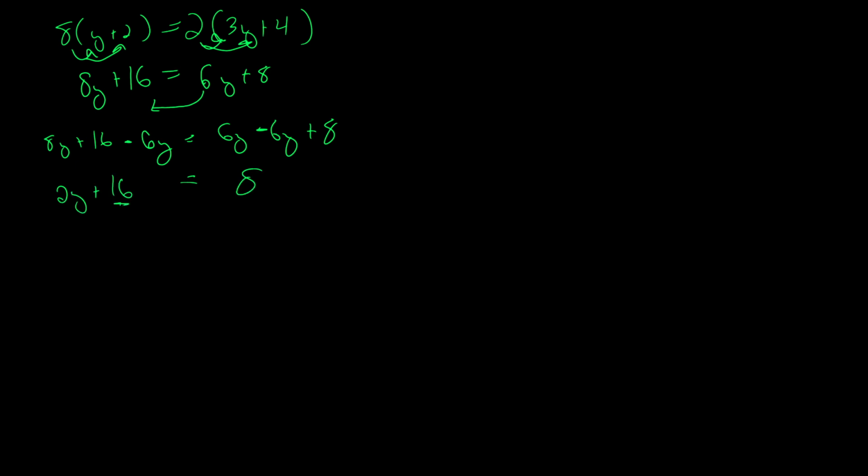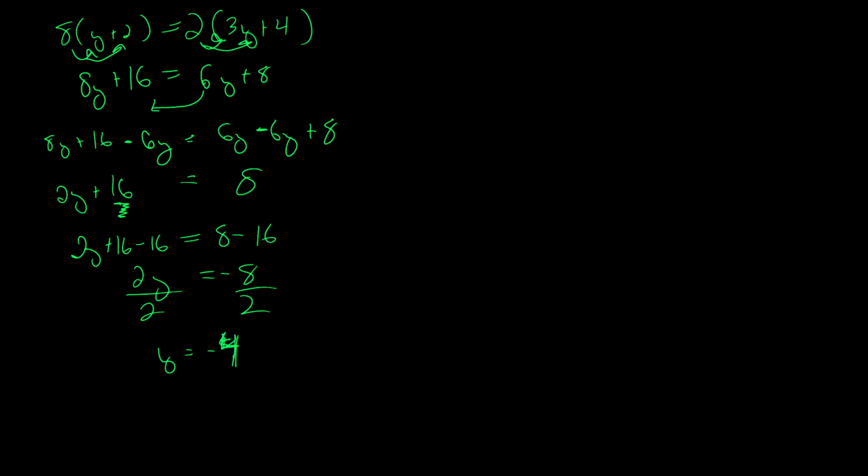And now I want to get rid of this 16. So 2y plus 16 minus 16 is equal to 8 minus 16. So that's negative 8. And I'll divide both sides by 2 now. y equals negative 4.